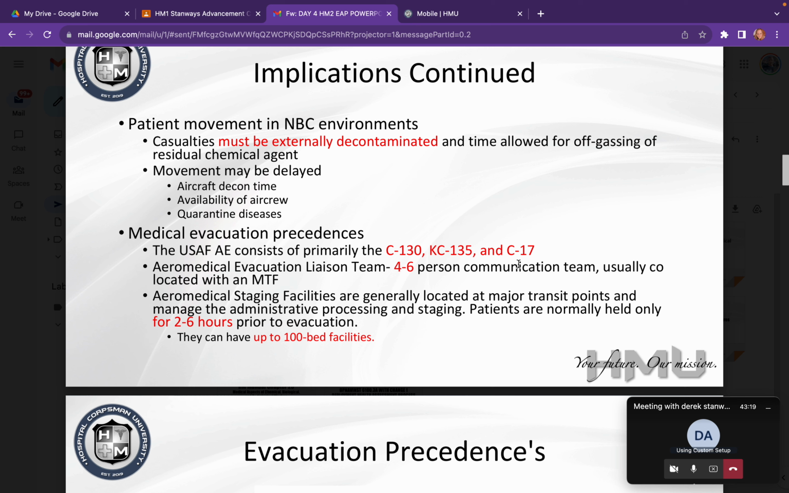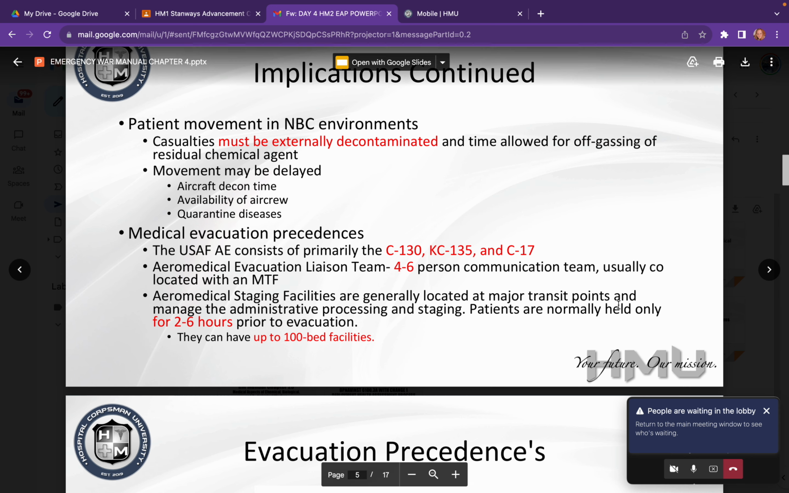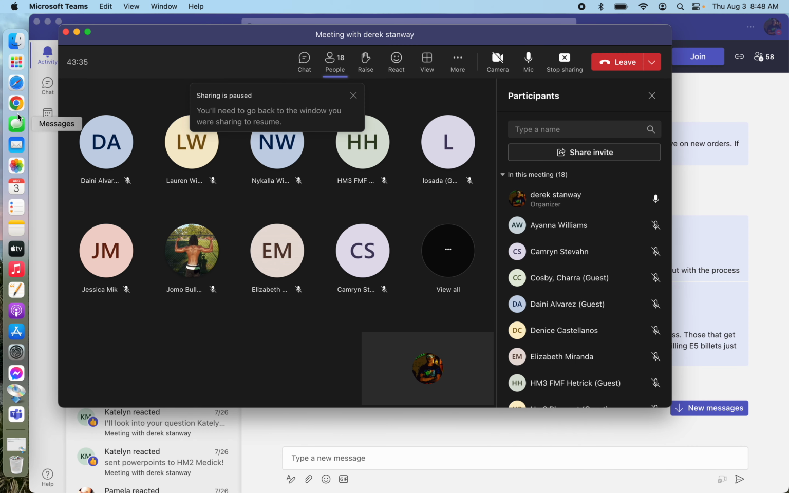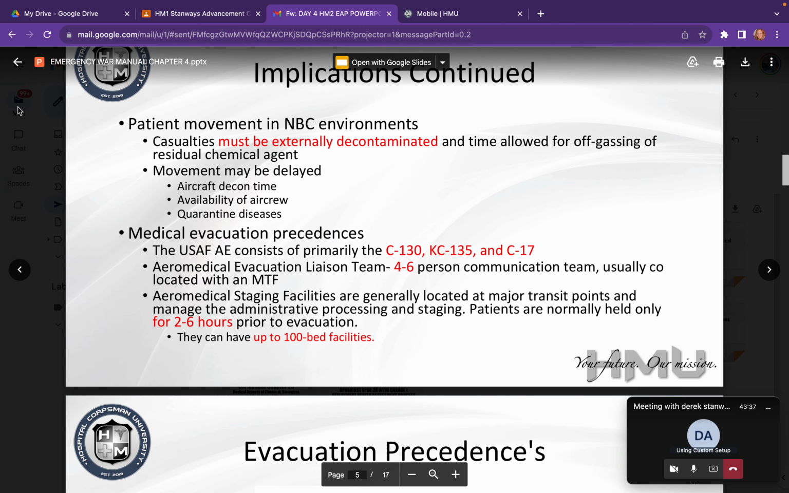Aeromedical staging facilities are generally located at major transit points and manage the administrative processing and staging. Patients are normally held only 2 to 6 hours prior to evacuation. They can have up to a 100-bed facility, and that's dependent upon your location and that facility's capabilities. And those patients are getting transported. So is the 100-bed facility where they're held?